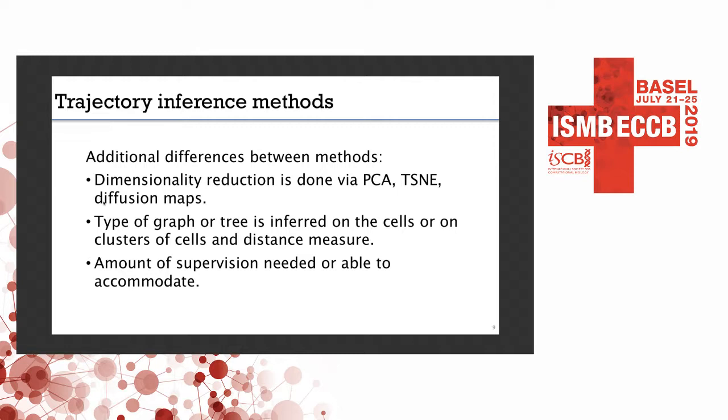So additional differences between methods are that dimensionality reduction is done via PCA, or UMAP, or diffusion maps. Different methods are going to use different implementations. The type of graph or tree is inferred on the cells themselves. So some of the first methods try to draw a tree connecting every single cell. Some of the later ones try to just cluster the cells and then draw a tree between the cluster centers to help eliminate the variability due to noise. And then there is the amount of supervision that is needed or able to be accommodated. So some methods will need a starting point, or some will let you put in a starting point if you prefer, for example.